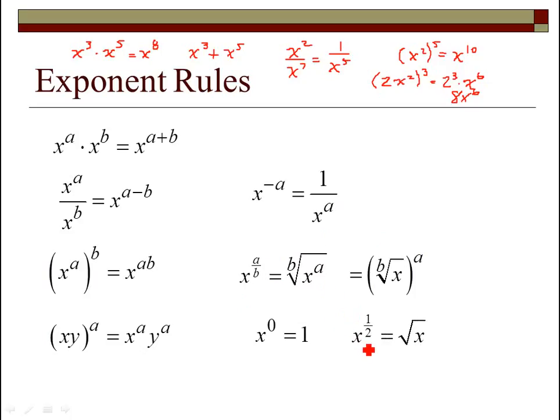Then, x to the 1/2 is equal to the square root of x. So if my index is 2, the denominator here is 2, it's the square root. So that's the other one you have to be a little bit aware of.